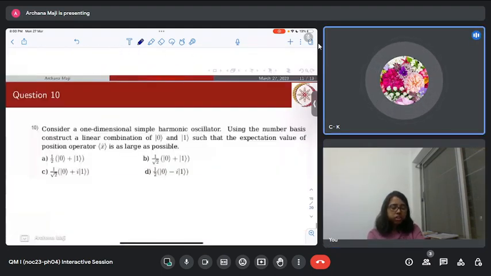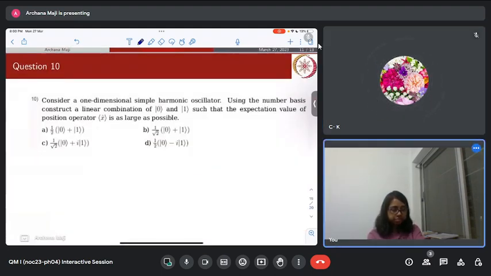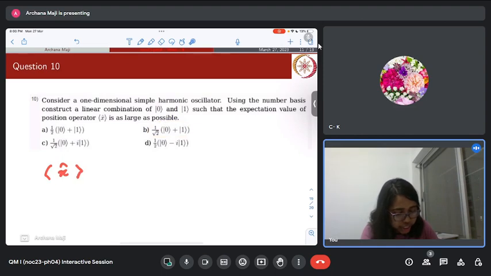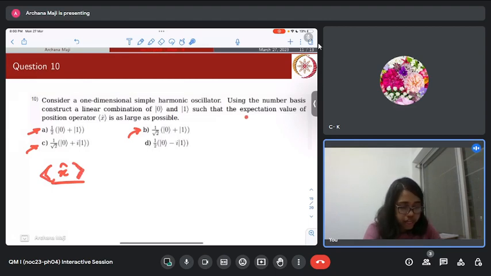Yes, madam. So question 10 says: consider a one-dimensional simple harmonic oscillator. Using the number basis, construct a linear combination of |0> and |1> such that the expectation value of the position operator is as large as possible. Among these 4 states, you have to find out the expectation value of x such that it is maximum. For which particular combination the expectation value will be maximum is what the question is asking.